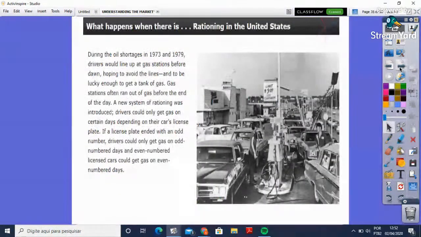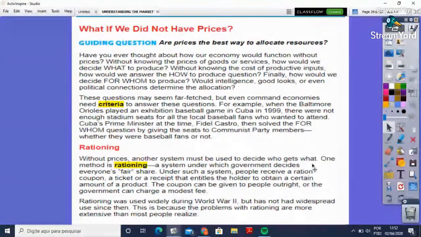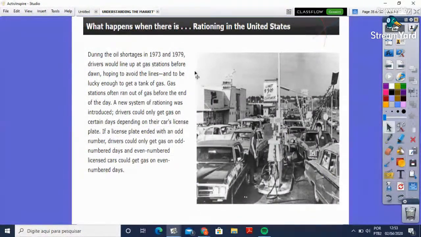Okay, I'm going to take you to World War II. In World War II, the United States had a problem when it came to oil. What happened? During the oil shortages between 1973 and 79, what did the United States decide to do? Okay, so now, if you have a license plate that ended with an odd number, then you will have access to gasoline on the odd days, even numbers on the even days. This will be called rationing. And they ended up giving coupons to the citizens so they can use these coupons.